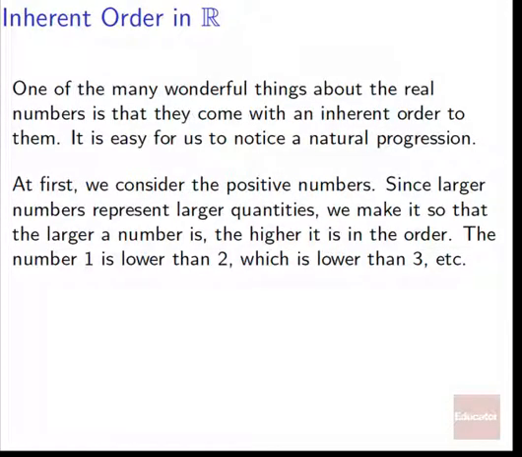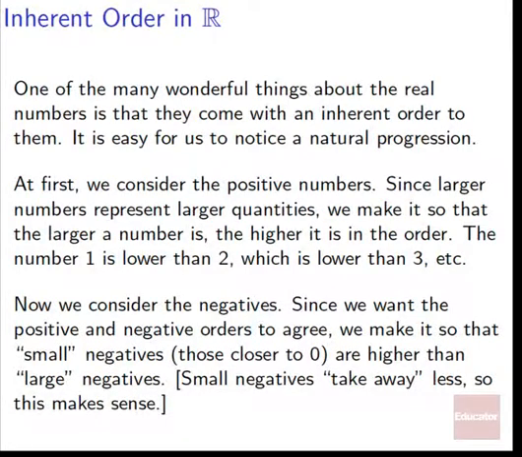Now, what if we want to expand that to the negative numbers? If we want our order to be usable not just on the positive portion, which makes obvious sense, but also on the negative, then we want our negative and positive orders to agree. We want to be able to order the negative and positive numbers at the same time. So to make sure that they agree, we make it so that small negatives, the negatives that are closer to 0, are higher in the order than large negatives, which makes a certain kind of sense. A small negative takes less away, so it seems more reasonable that it is a bigger thing because it does less damage in a way. Not the best metaphor, but a smaller negative takes less away, so it's closer to being a positive than a big negative number, which takes even more away.